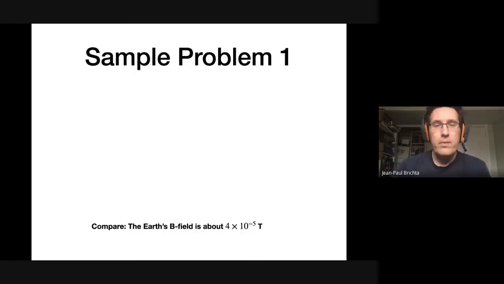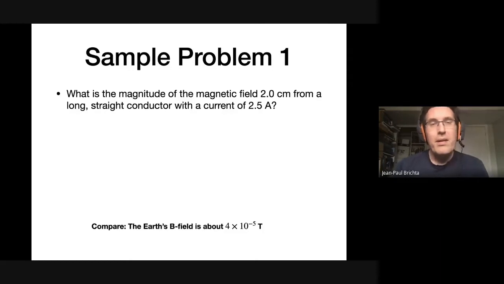Oh dear, that's unfortunate, but that's okay. Let's try this as a problem. What is the magnitude of the magnetic field 2 centimeters from a long straight conductor with a current of 2.5 amps? This is kind of a plug and chug style problem. So, without giving too much away, this is basically what you're going to be working with.